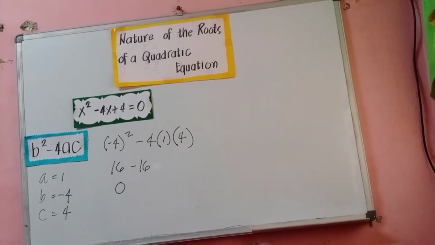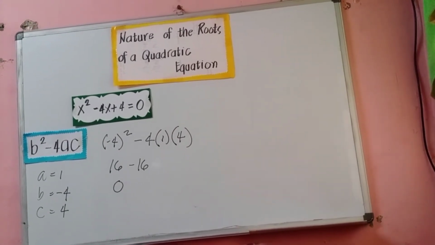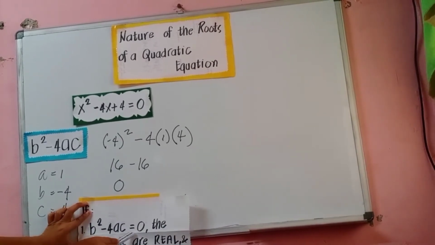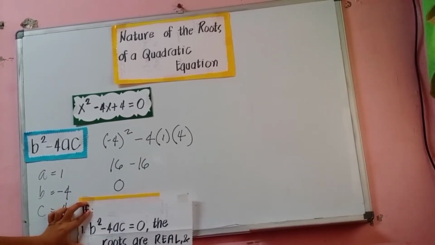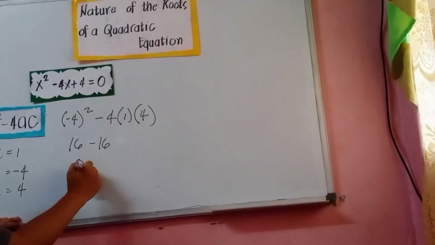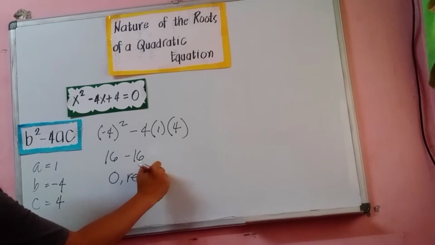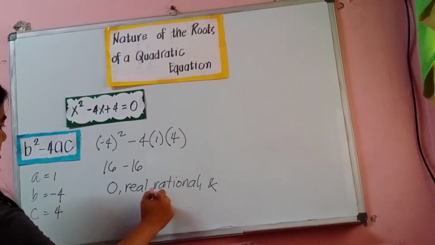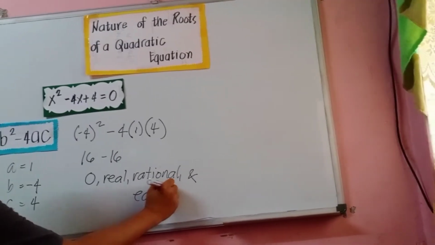Now, this discriminant value falls under number 1, in which b squared minus 4ac is equal to 0, and the roots must be real and equal. So we are going to write now real, rational, and equal.